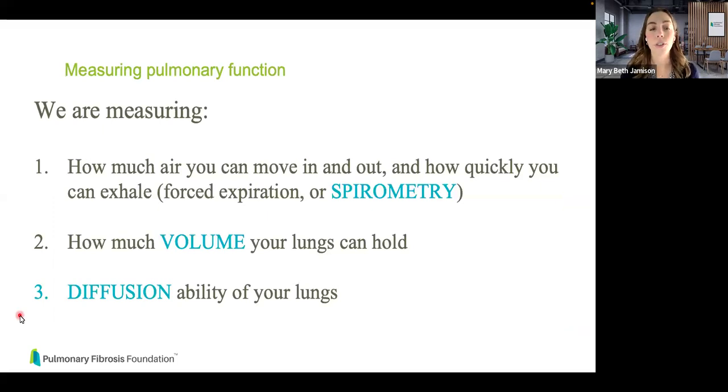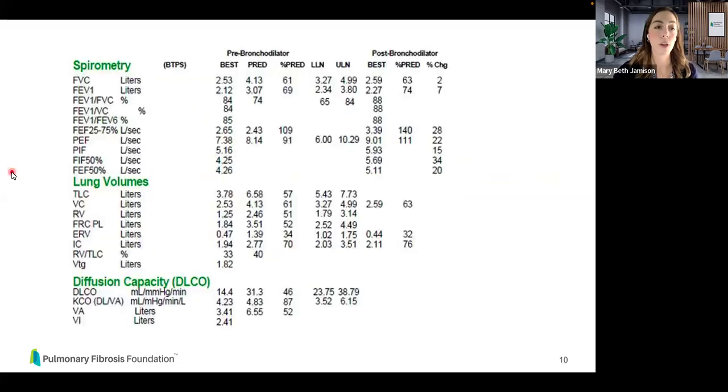So when you're looking at a report, there's usually going to be 3 main sections when you're looking at the numbers. The first section is going to be spirometry. That's how much air you can move in and out, and how quickly you can exhale. So it's really that forced expiration. Usually the first part of the pulmonary function test that you're doing is the spirometry. Then we're looking at volume. So how much volume can your lungs hold? We're just measuring that total lung volume and some other volume numbers. And then diffusion. So how well can that oxygen diffuse from the lungs into the blood vessels? Those are the 3 main sections. And this is what it might look like on your report. Some people's might look a little bit different.